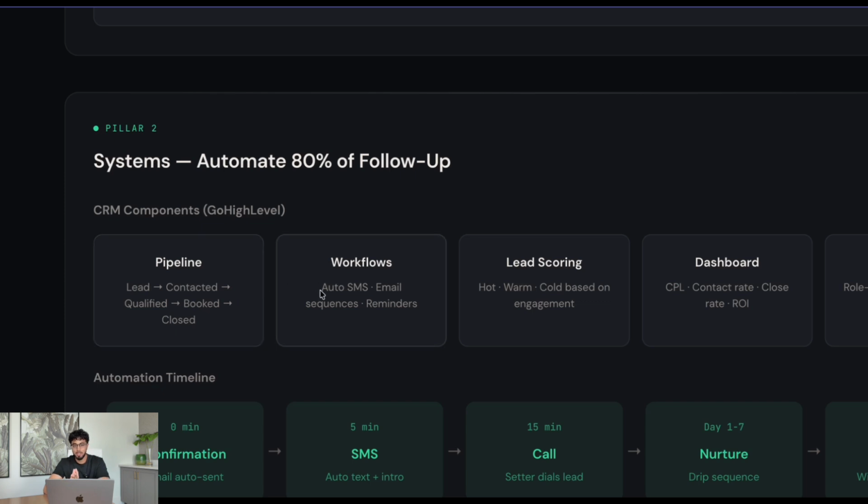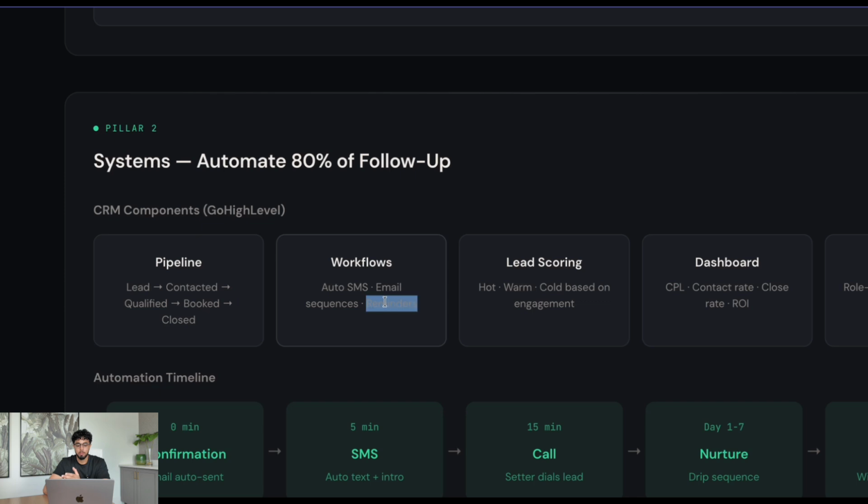Every single time a lead comes in, you need to have an auto text go out immediately to make sure they expect your call, they understand what they opted into, and they understand that they're going to be talking to you very shortly. An email as well, and an email sequence. If they don't respond right away, you need to have a nurture sequence to re-engage these leads because they opted in for one reason.